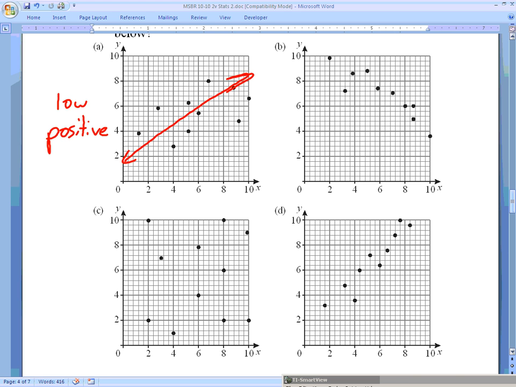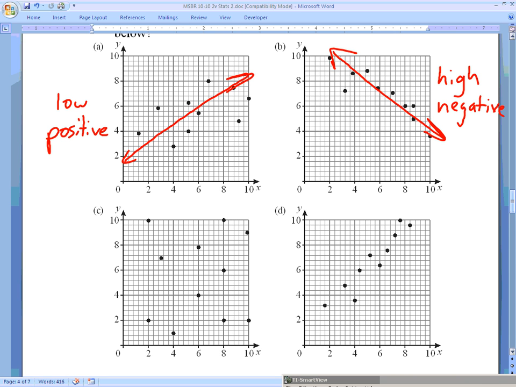Part B, again, if I were to draw a best fit line by eye, we can see that's much, much better. In fact, most of those points are very close to the line, and so we could say that this is a high correlation. But what kind of correlation? We can see the line is going down, so high negative correlation.